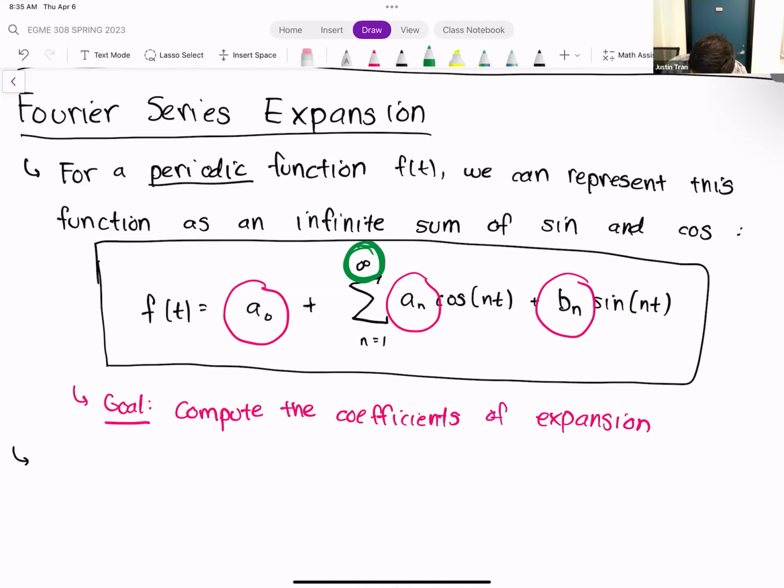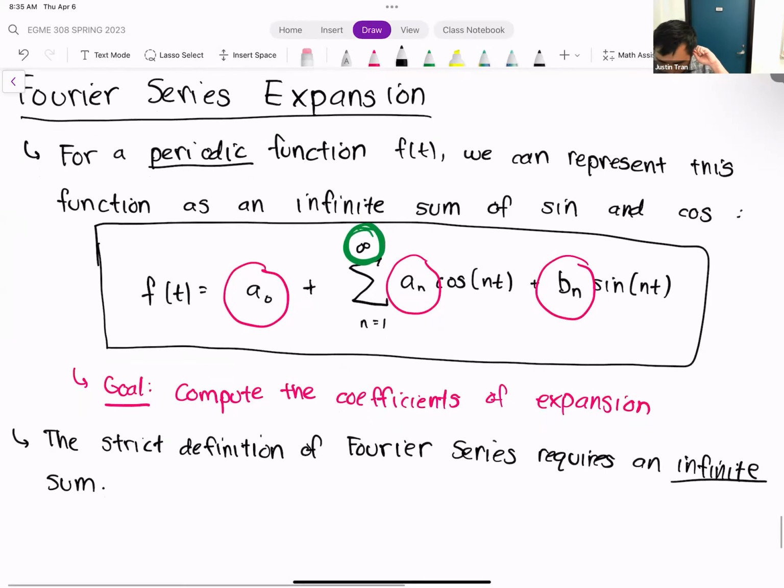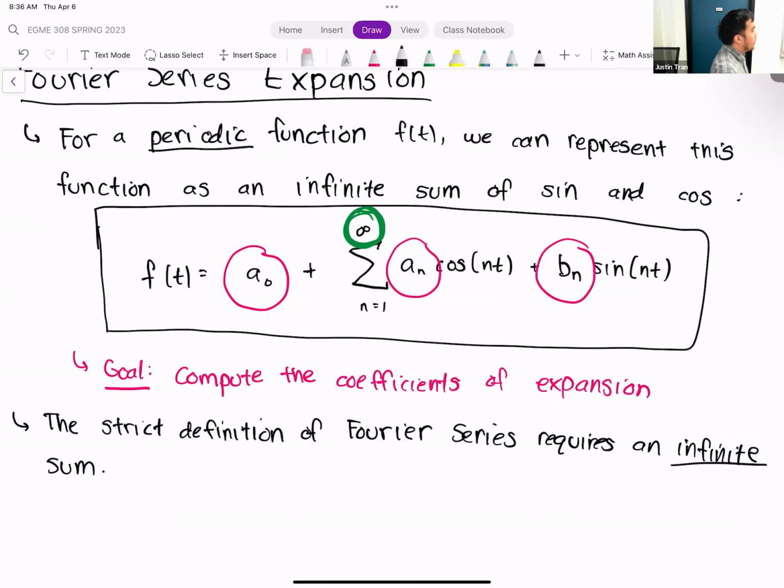So let's start by saying strict. So the strict definition, that if you want to go straight by the books, based on that equation above, in order to fully realize your Fourier series expansion, it has to be an infinite summation. Okay.